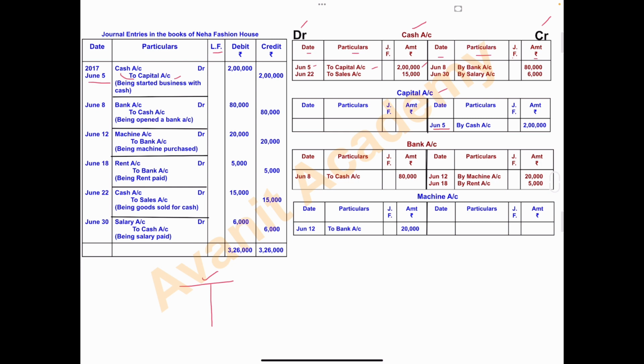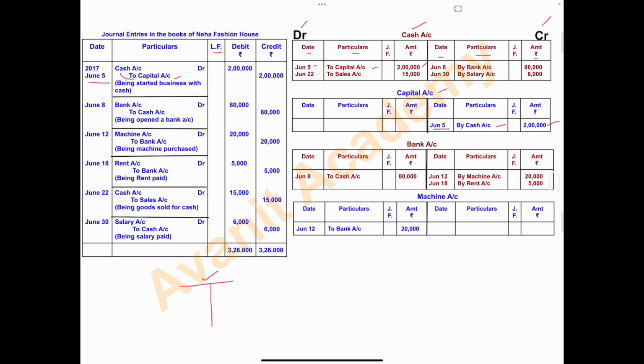Cash account. So write here by cash account. Understood? The capital account is credited by cash account and the amount is 2 lakh. Cash account is debited to capital account 2 lakh and capital account is credited by cash account amount 2 lakh. So vice versa, the entry is passed.